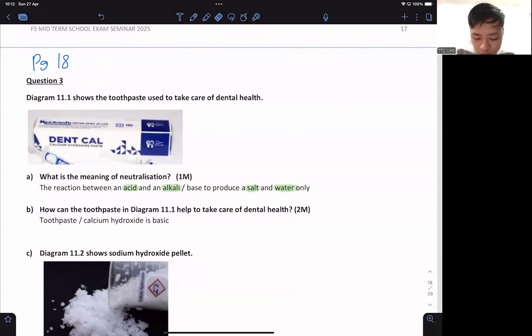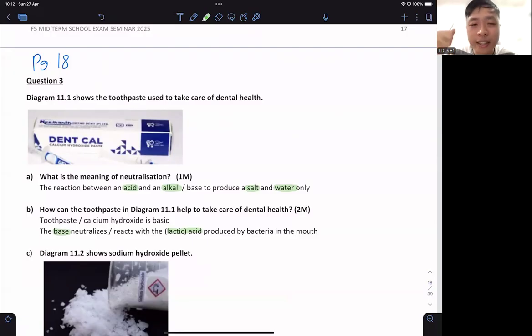Okay, so this base, this calcium hydroxide, reacts with the lactic acid inside your mouth, to eliminate all the bacteria inside. The bacteria basically will produce a lot of lactic acid.